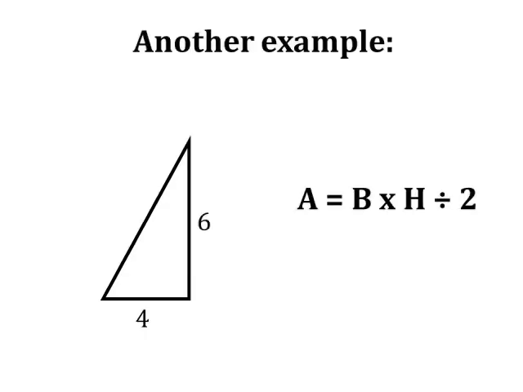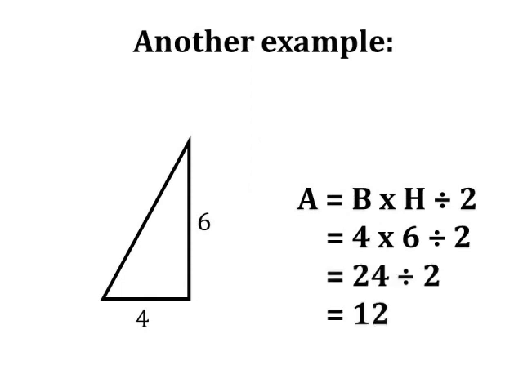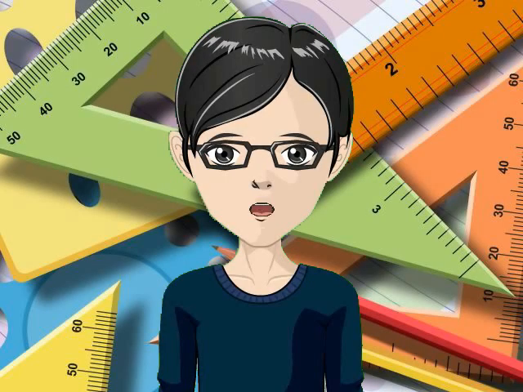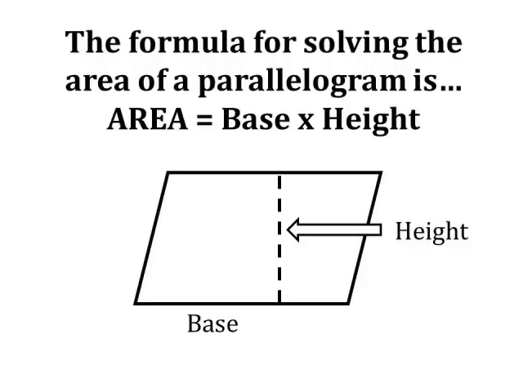So area equals base times height divided by 2. Area equals 4 times 6 divided by 2. 4 times 6 equals 24. 24 divided by 2 equals 12. So the area of this triangle is 12. Gets nyo ba? Yes! Now let's go to the parallelograms.